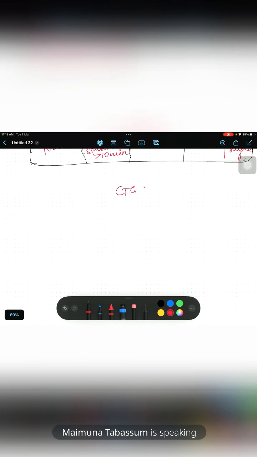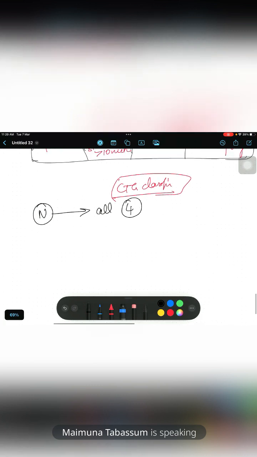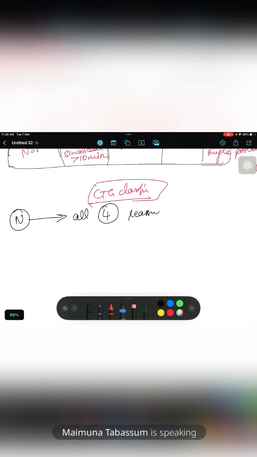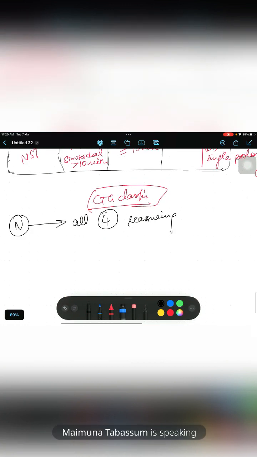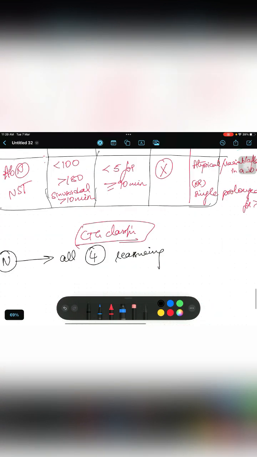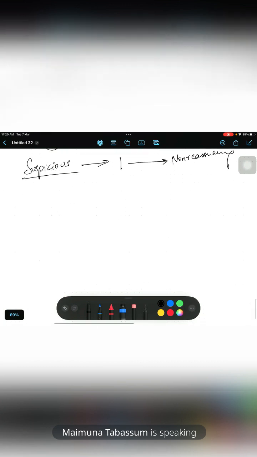So what is the CTG classification? How will you classify this based on the NST? The CTG is normal if all the 4 components are reassuring. So if all 4 components are reassuring, then this would be a normal CTG. When you call it suspicious, you will be thinking at least one should be non-reassuring. At least one should be non-reassuring in a suspicious CTG.